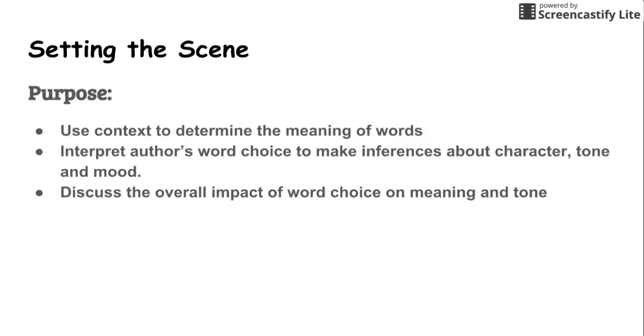The purpose of setting the scene is to use context to determine the meaning of words, interpret the author's word choice to make inferences about character, tone, and mood, and discuss the overall impact of word choice on meaning and tone.